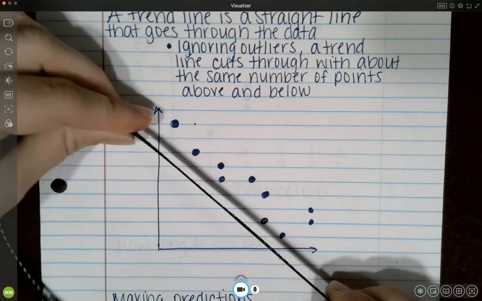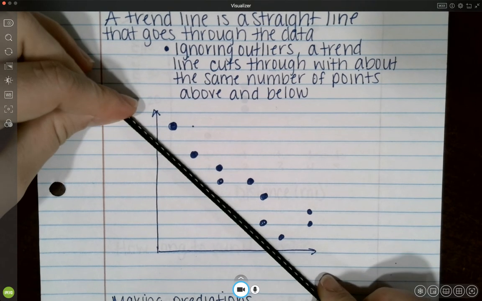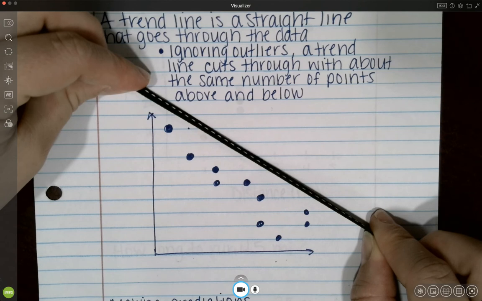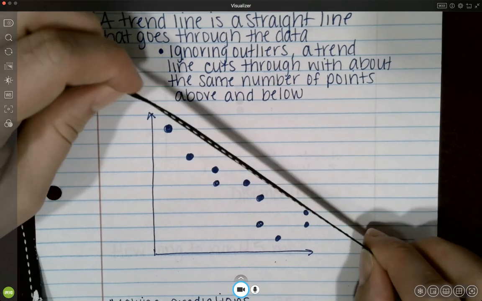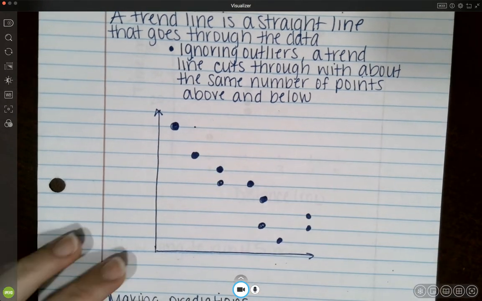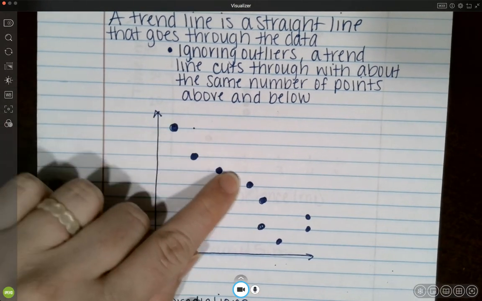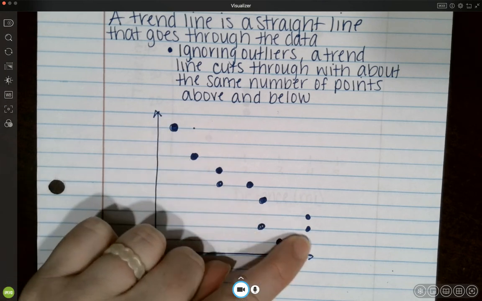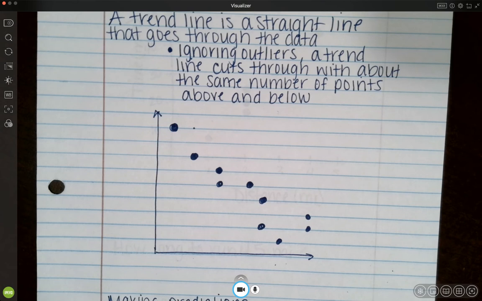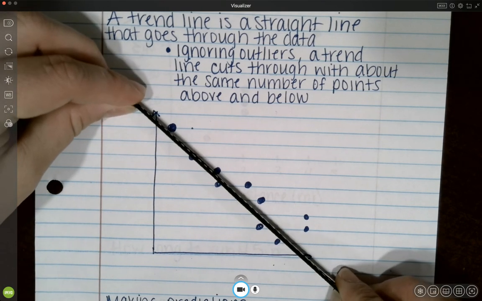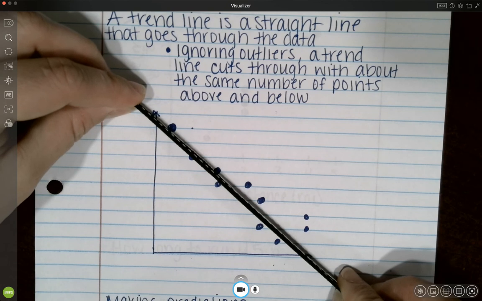Notice I'm not going to put the line below it. I'm not going to put the line above it. I need to swim through the data. I like to start by tracing my finger from the top piece to the bottom piece, because that's going through the data, and that gives me a guideline as to what the slope of my line could be. So I'm going to start it at this top point. Notice right now I have 4 dots below and 6 dots above.